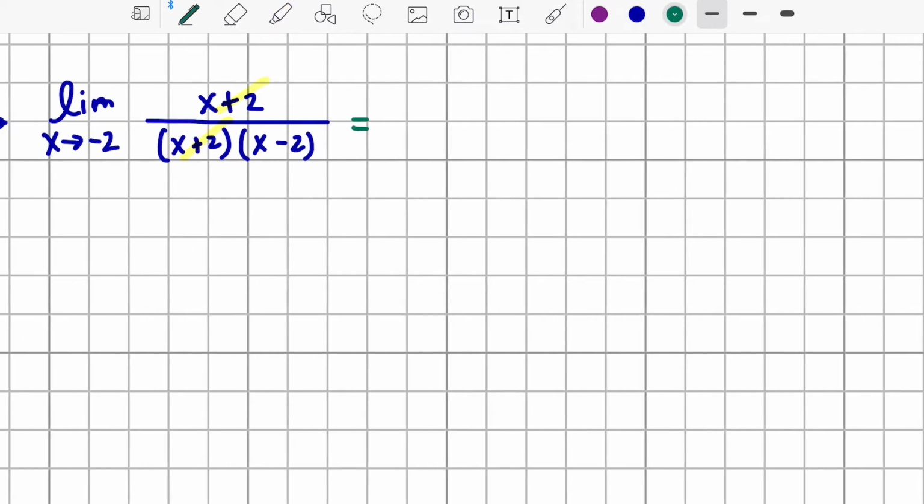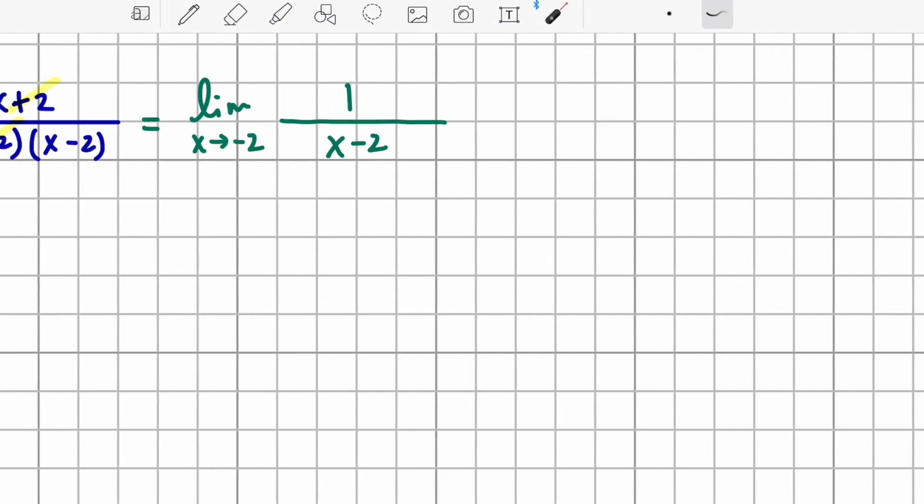We still keep the limit because we haven't evaluated. So limit as x approaches -2. Now, don't make this mistake, please. In the numerator, even though we canceled it out, something is still in the numerator, a 1. And in the denominator, we have x minus 2.